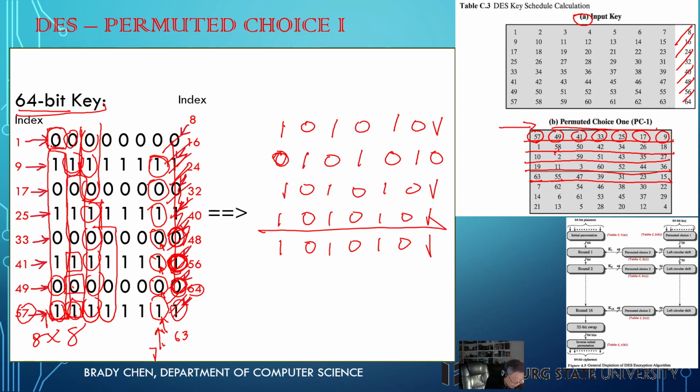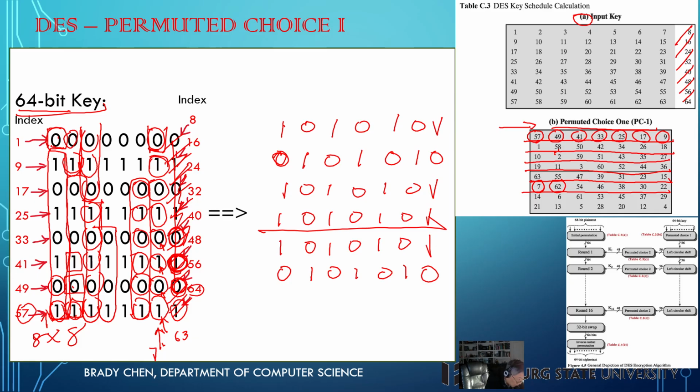And then the next row, it's a 7, 62. That's 7, 62, 54, 46, 38, 30, 22. So you start from this one and then include this 6 bits. So it's 0 1 0 1 0 1 0. Remember, it's always going from bottom up.